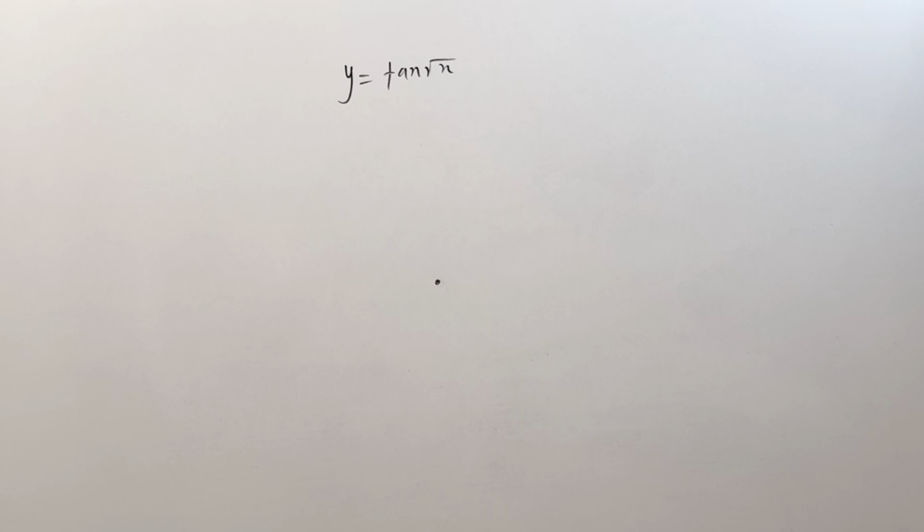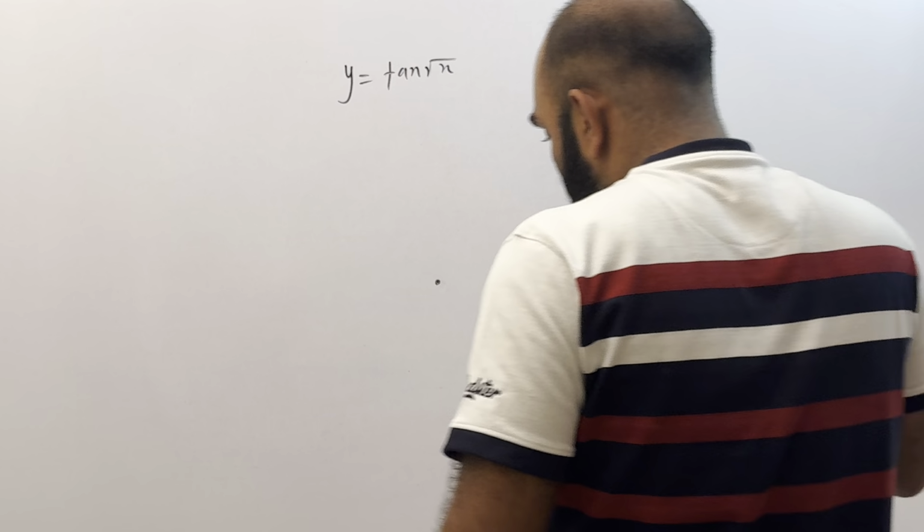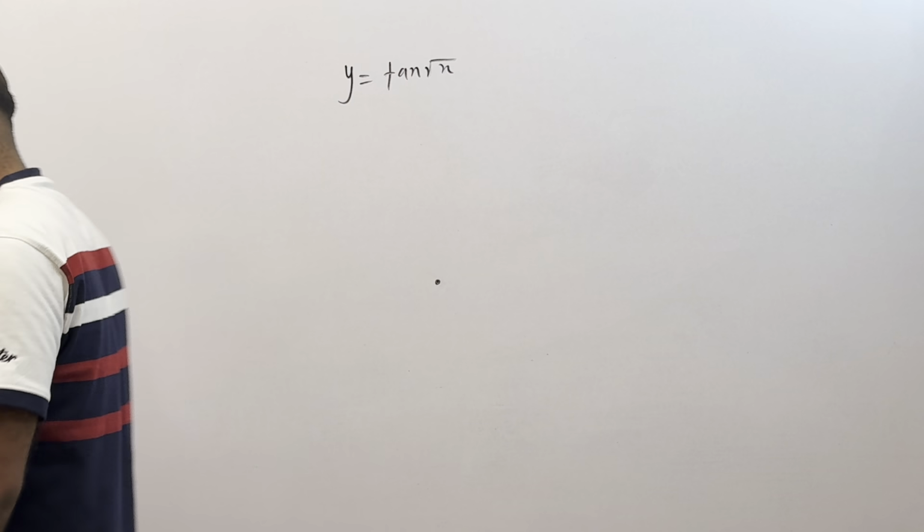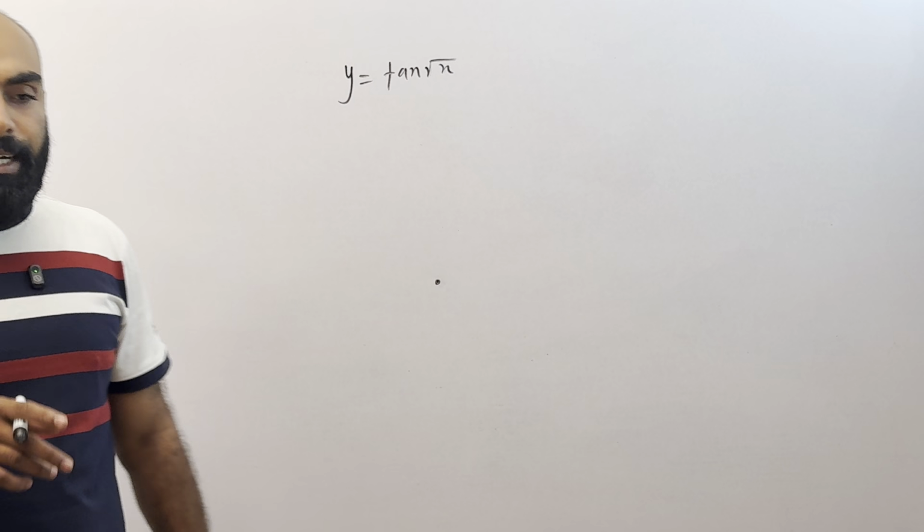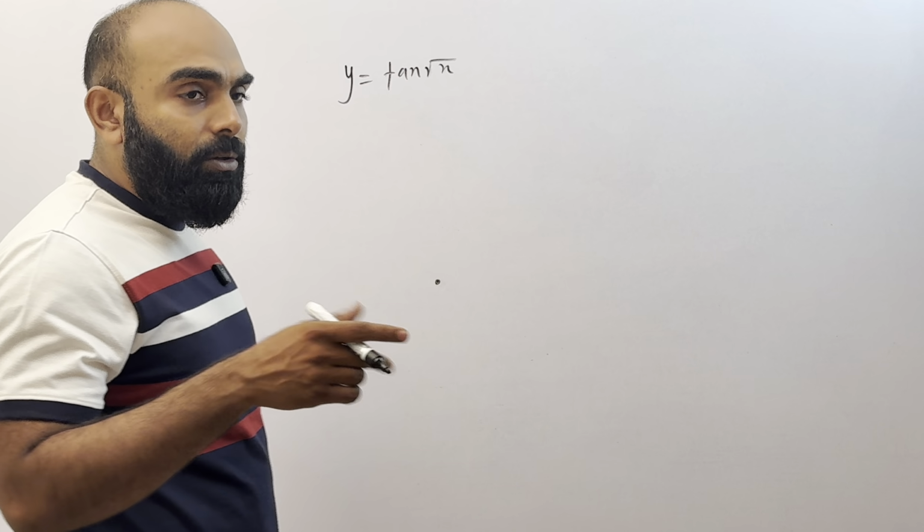This is my next question. Can you give me the value of this one? We know that if y is written as tan x, then dy by dx is equal to sec square x.